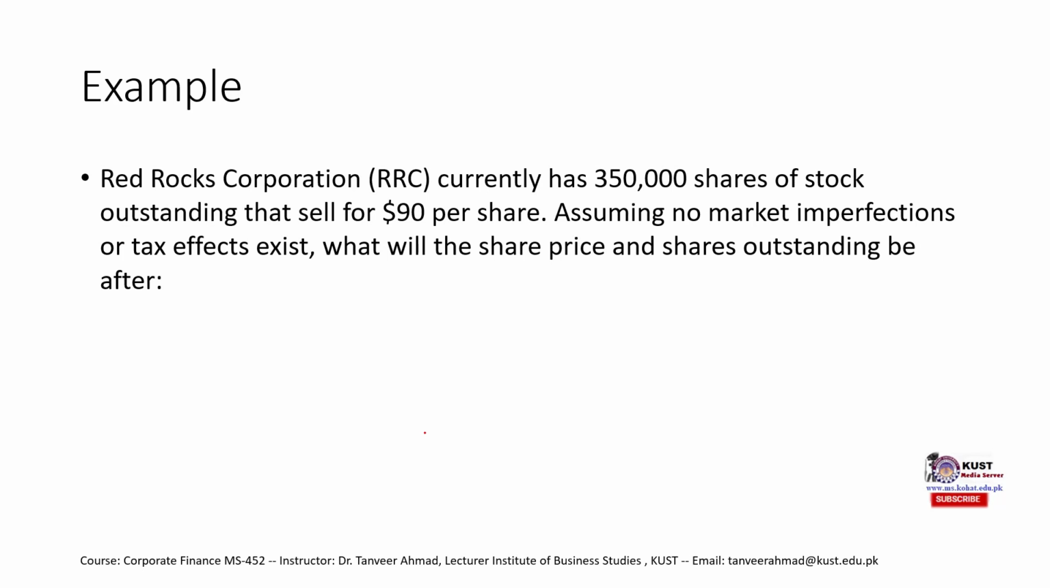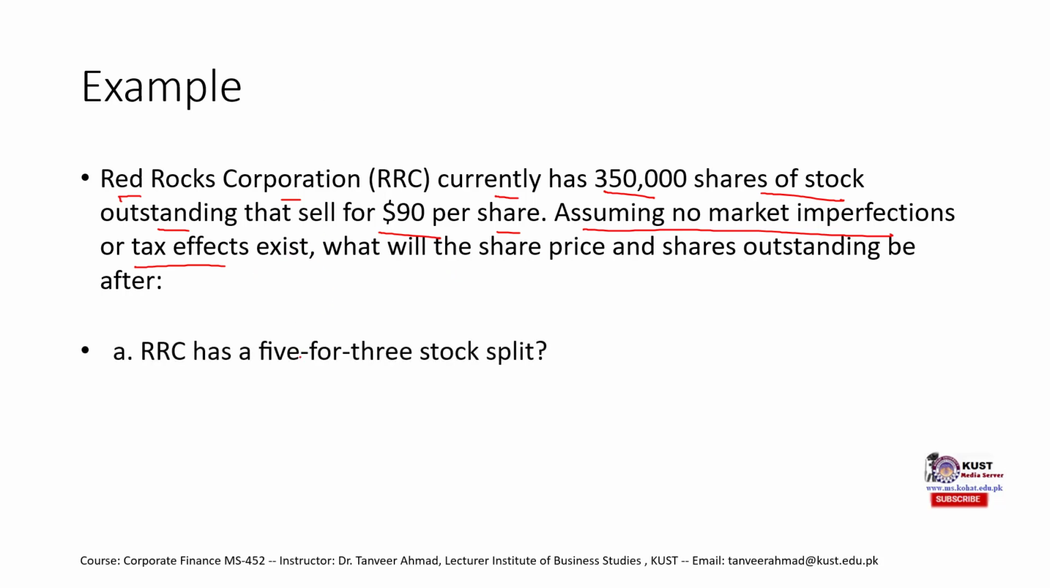Okay, so Red Rock Corporation currently has 350,000 shares of stock outstanding that sells for $90 per share. Assuming no market imperfection exists, that is, there is no tax, there is no transaction cost, what will be the share price and shares outstanding? So we need to calculate share price and shares outstanding if there is a 5-to-3 stock split. So we have share price and we have shares outstanding, right?